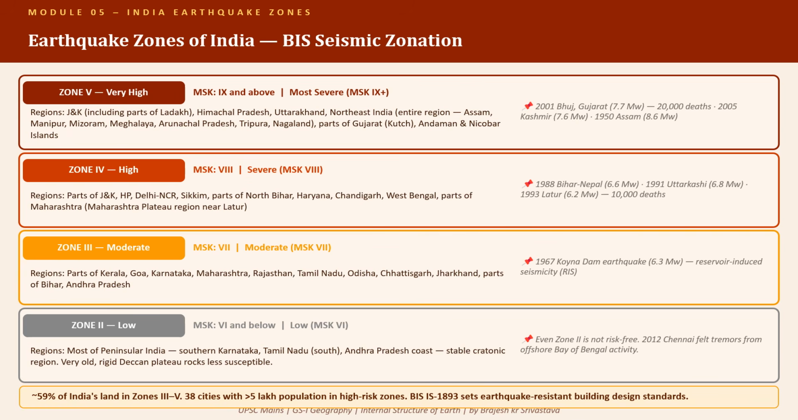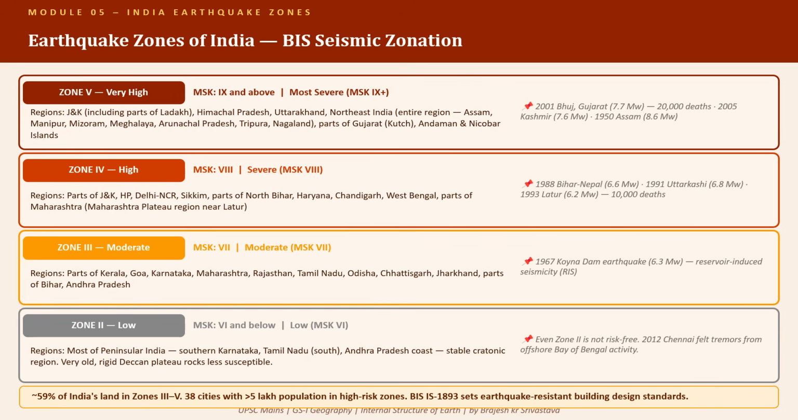and Nicobar Islands. Three devastating events: the 2001 Bhuj earthquake in Gujarat, 7.7 magnitude, 20,000 deaths; the 2005 Kashmir earthquake, 7.6 magnitude; and the 1950 Assam Tibet earthquake, 8.6 magnitude, the largest ever recorded in India.